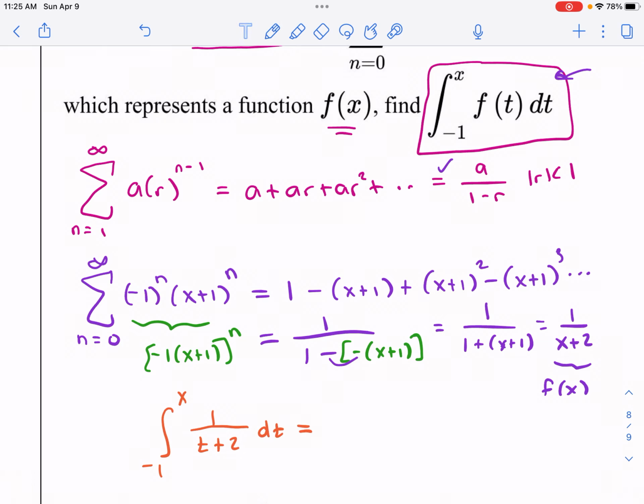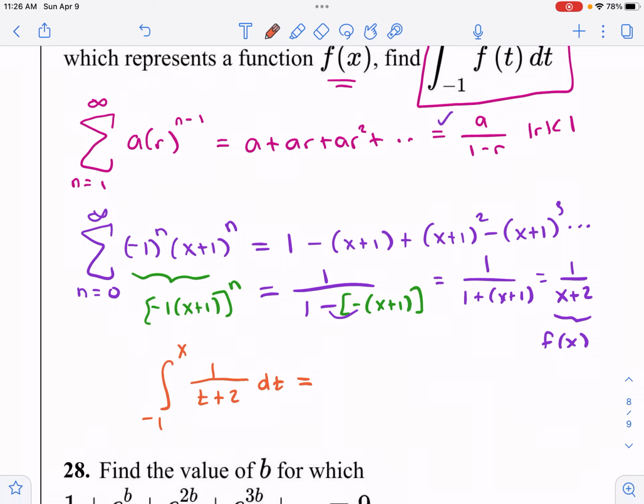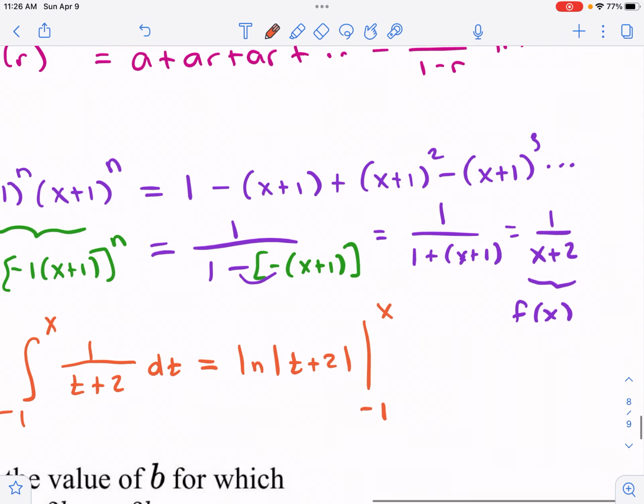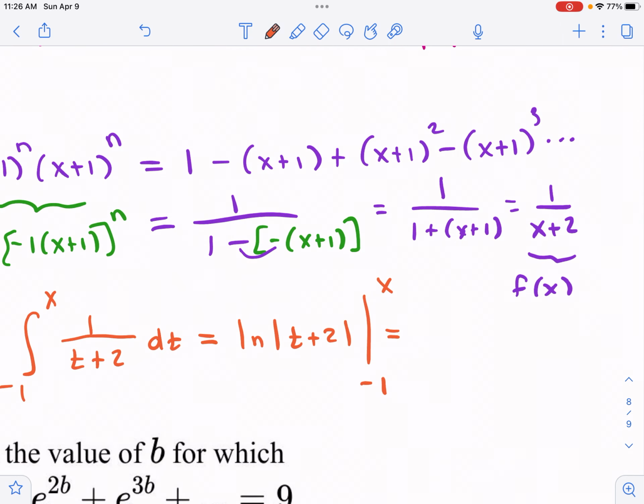Okay, and we know the fundamental theorem can help us here because we know an antiderivative of 1 over (t+2). It's natural log of (t+2), evaluated at -1 and x. And so then when I plug in an x for t, I get ln(x+2) minus natural log, and -1 plus 2 is 1, and natural log of 1 is 0. So your final answer should be this.